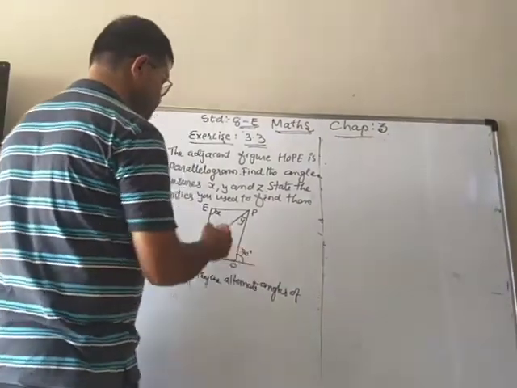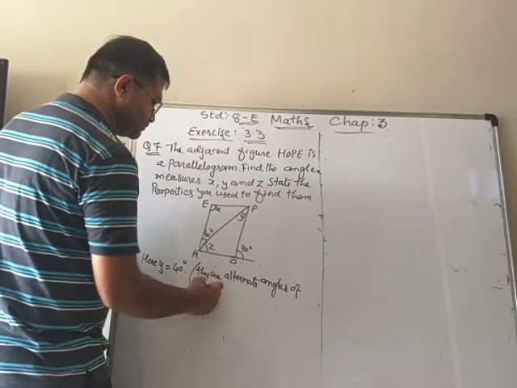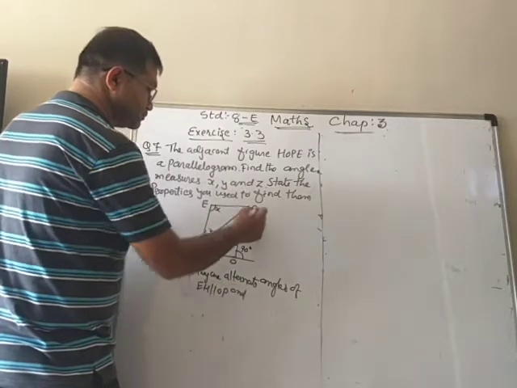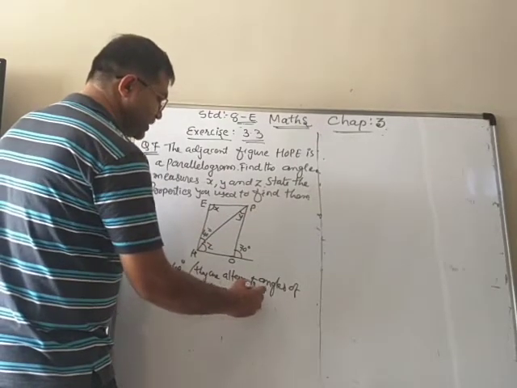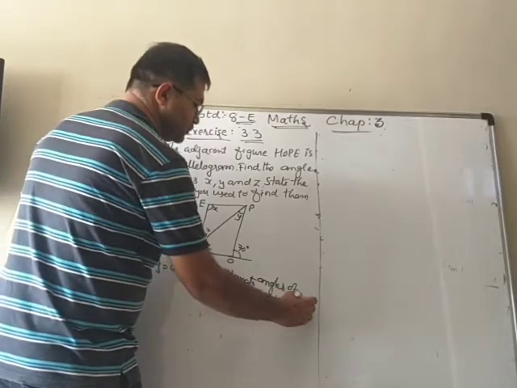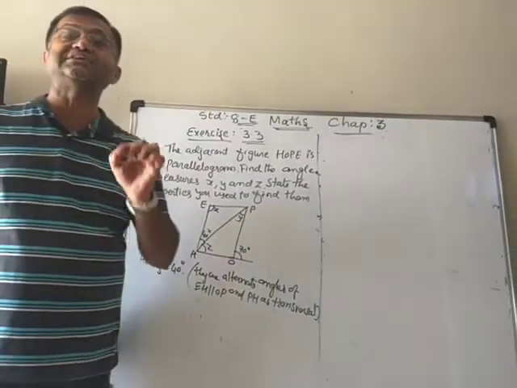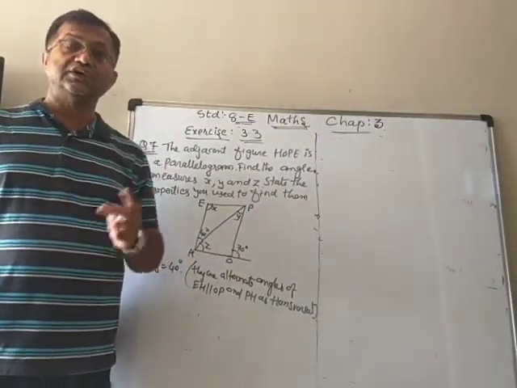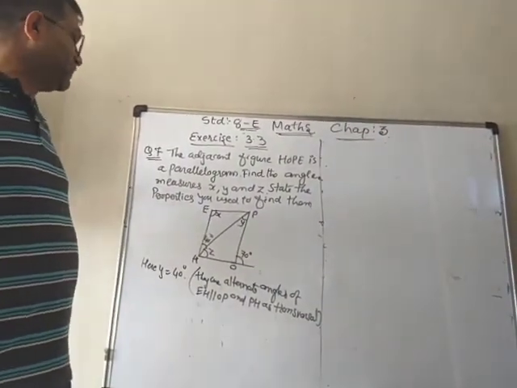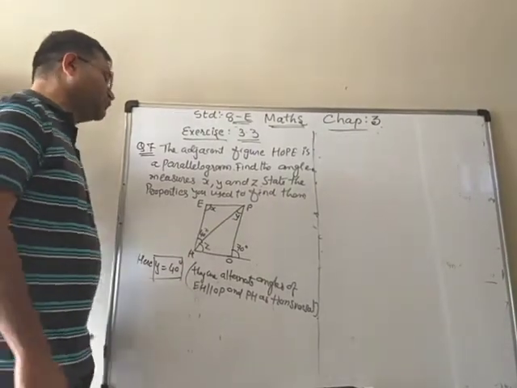of EH parallel to OP and PH is transversal. So we learned that when two parallel lines are cut by a transversal, the alternate angles or alternate interior angles are of equal measure. So the first value we already found, that is the value of Y.